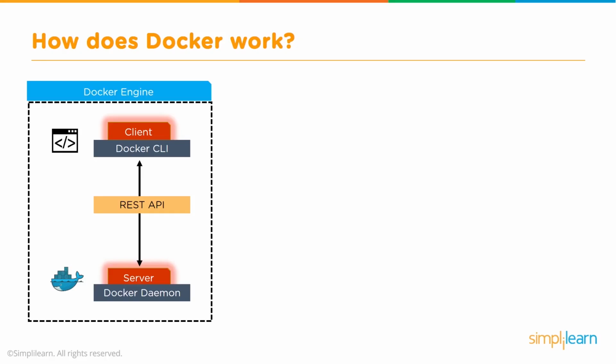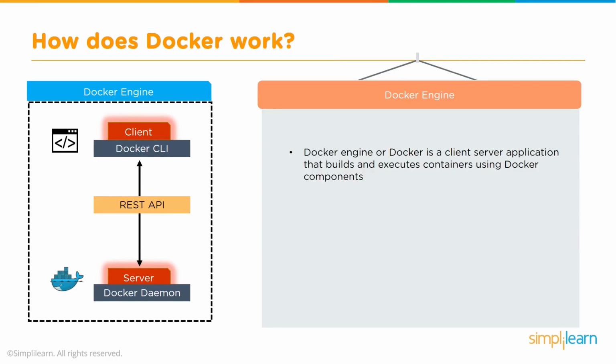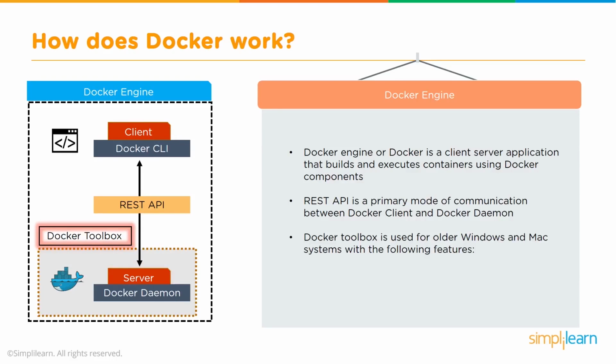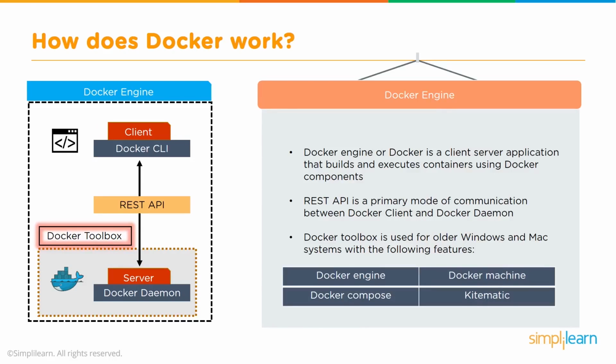So Docker works, there is what's called a Docker engine. The Docker engine is really comprised of two key elements. So you have a server and a client, and the communication between the two is via a REST API. The server, as you can imagine, has the instructions that are communicated out to the client and instructs the client on what to do. On older systems, you can take advantage of the Docker Toolbox, which allows you to control the Docker engine, the Docker machine, Docker Compose, and Kitematic.